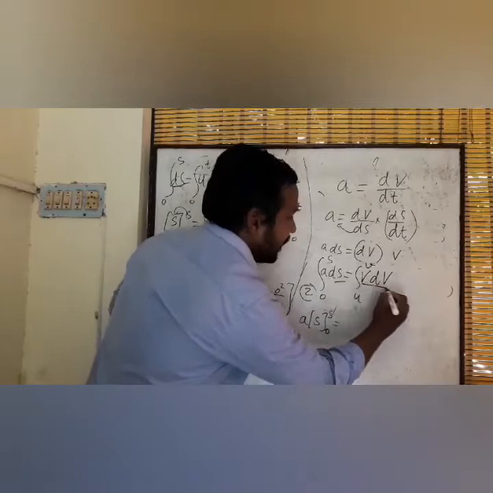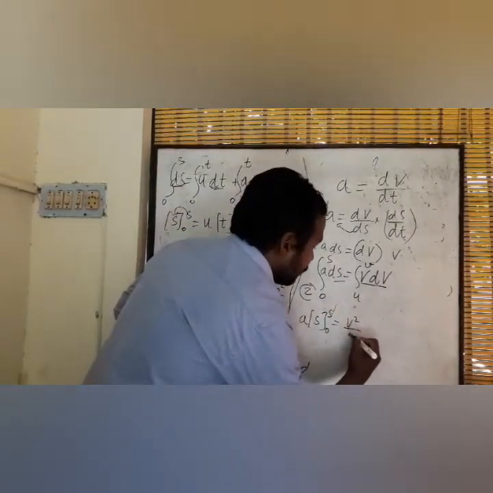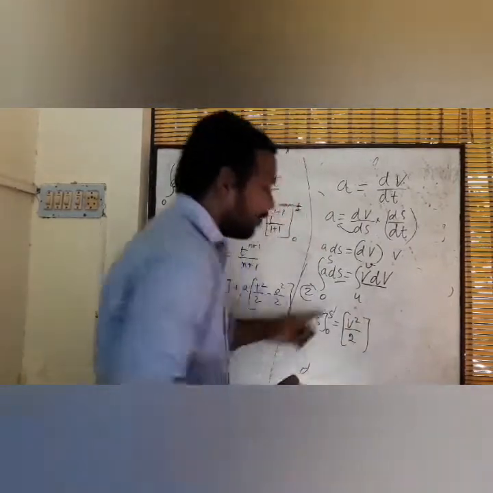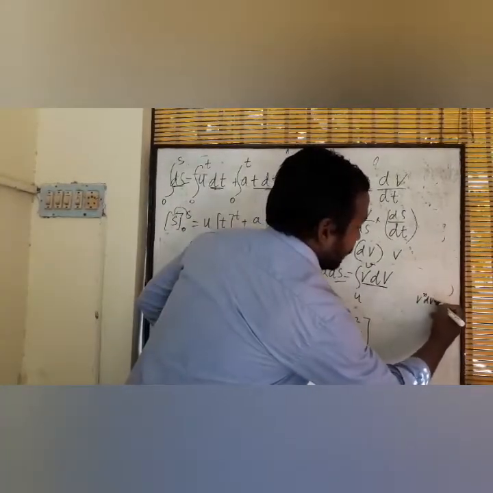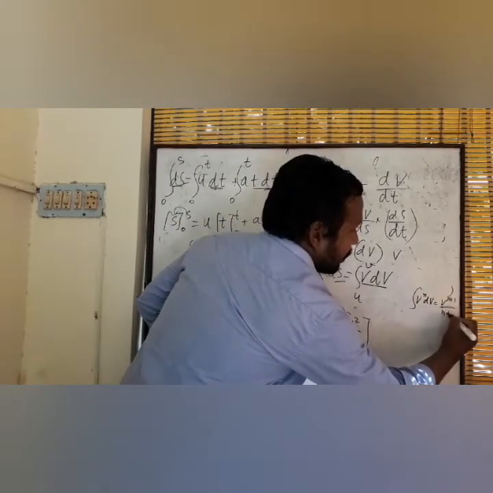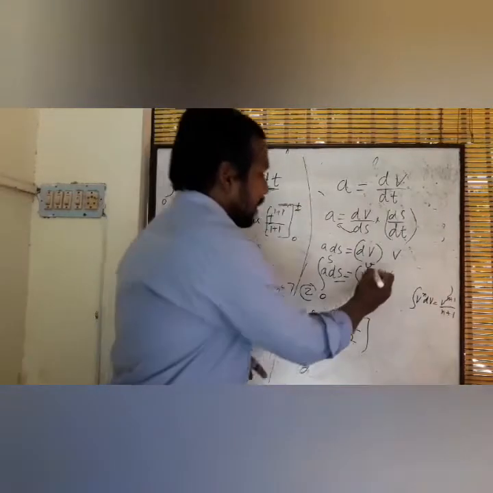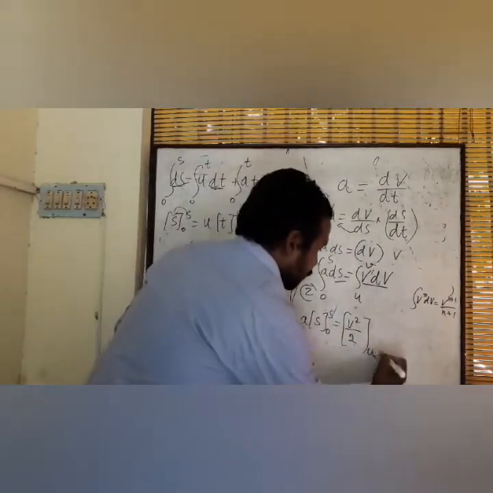Here v dv integration gives v square by 2. Again I will tell you how we got v square by 2. v^n dv integration is v^(n+1) divided by n+1. This is an integration formula. So here the power will be 1, because of that 1 plus 1 is 2, 1 plus 1 is 2, u to v.